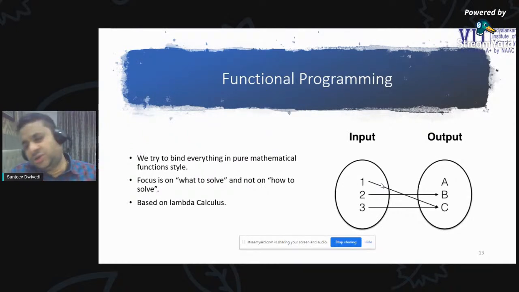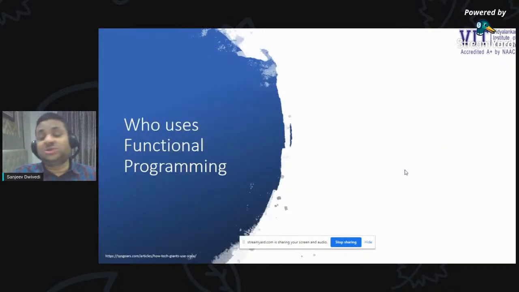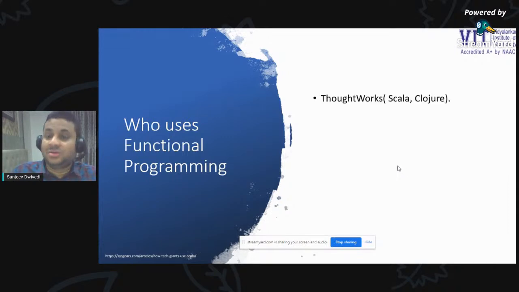Now there might be some students who will ask where it is being used. Tell them where functional programming is being used. Sir, who uses functional programming? Well, we have ThoughtWorks. It's a very prominent software firm. It uses a lot of Scala, and yes, it uses some bit of Clojure also. Scala and Clojure are functional programming languages.